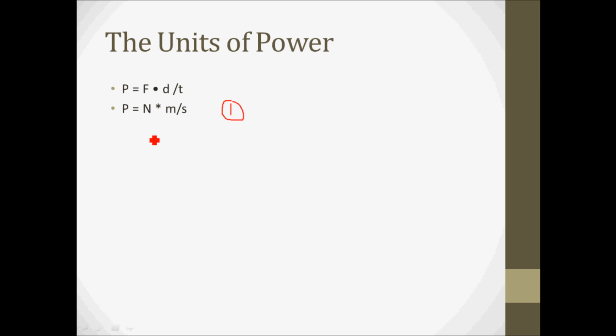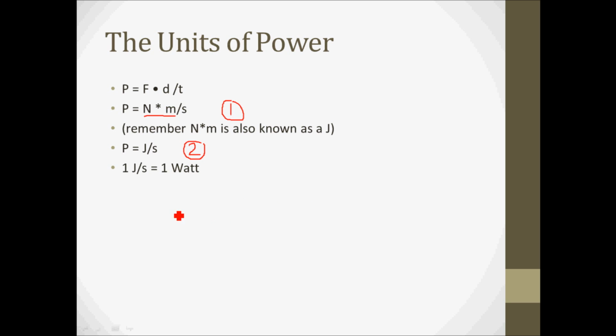Now, we've also learned that a Newton meter has another name. Newton meter is also known as a joule. So you could write this as joules per second. That's the second version of units for power. There's also the fact that a joule per second has its own name, the watt. So there's the third unit for power. And one other unit for power, 750 watts is equal to 1 horsepower.